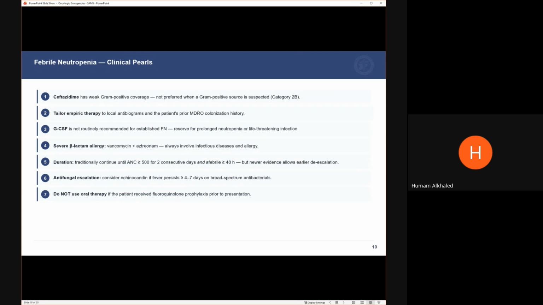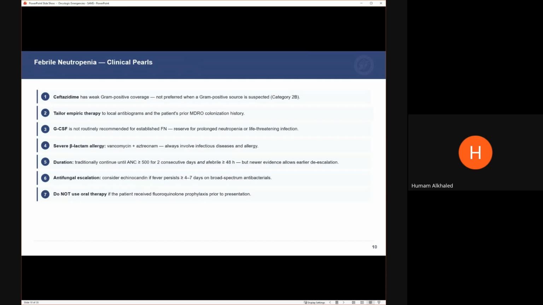If your patient has a severe beta-lactam allergy, you want to consider vancomycin plus aztreonam. Always involve infectious disease and allergy services to assess the patient, if available.